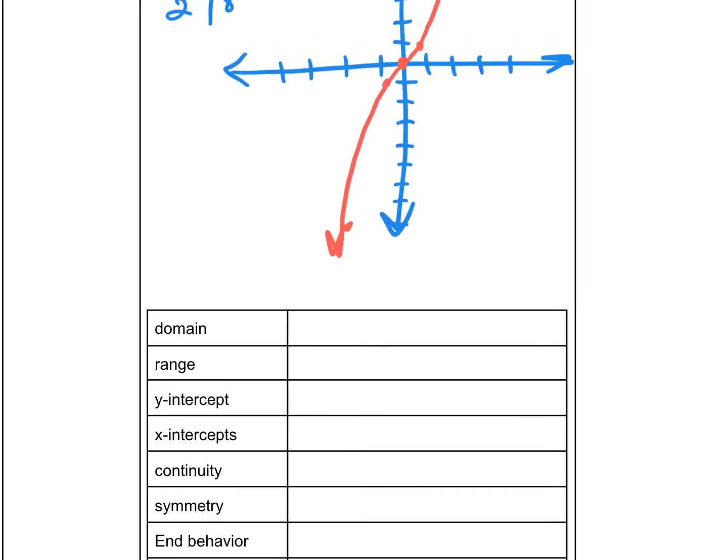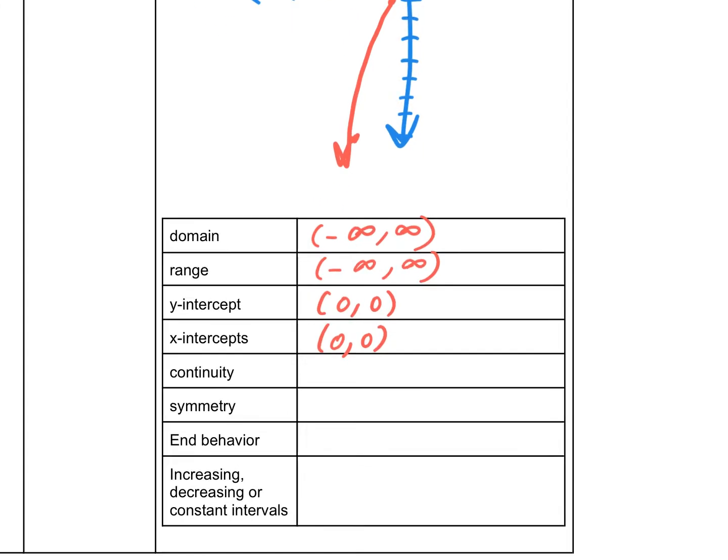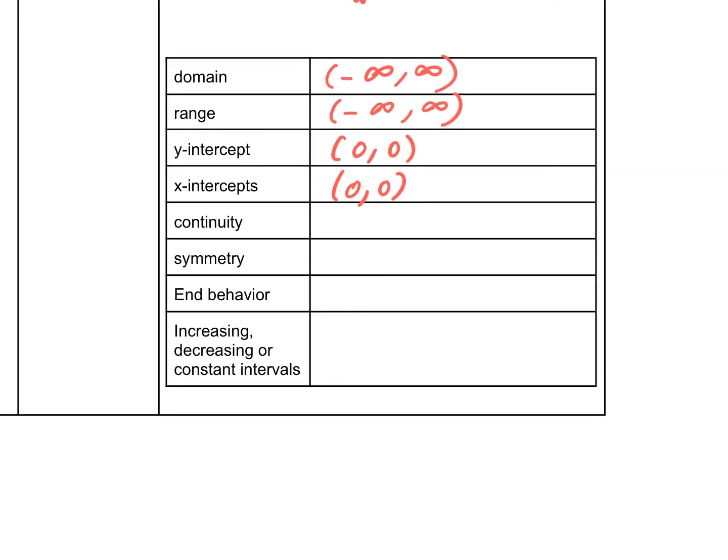All right, domain. What's the domain? All real numbers, negative infinity to infinity. Range. All real numbers, good. Negative infinity to infinity. X-intercept and Y-intercept. 0, 0. This is about the point where somebody says, is it always going to be 0, 0? And I say, no, not necessarily. Same with domain. Continuity. Is this thing continuous?